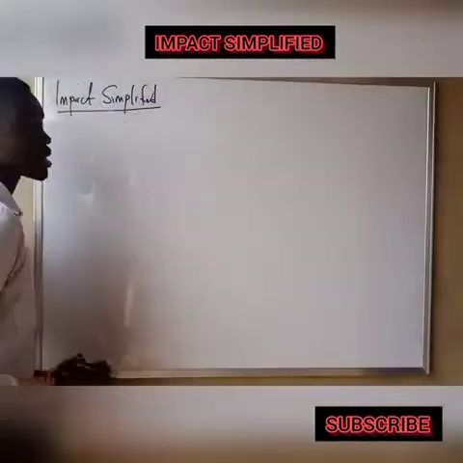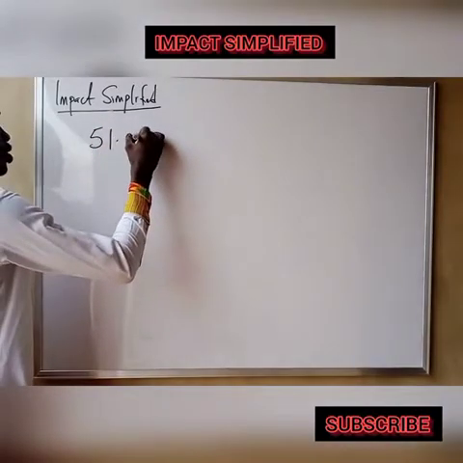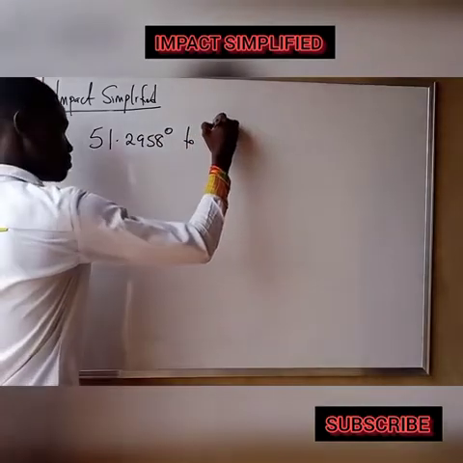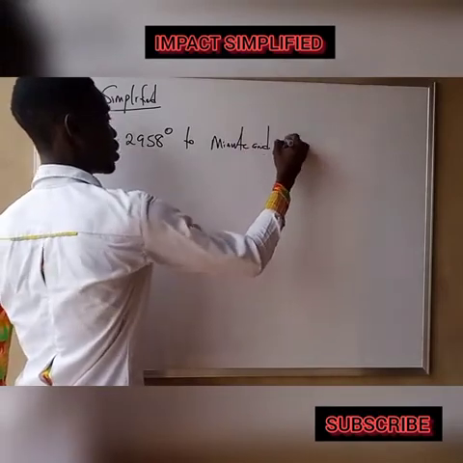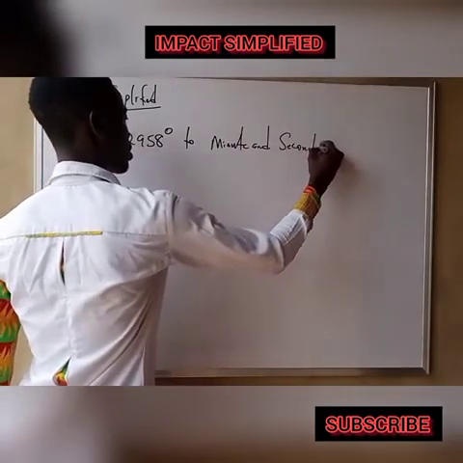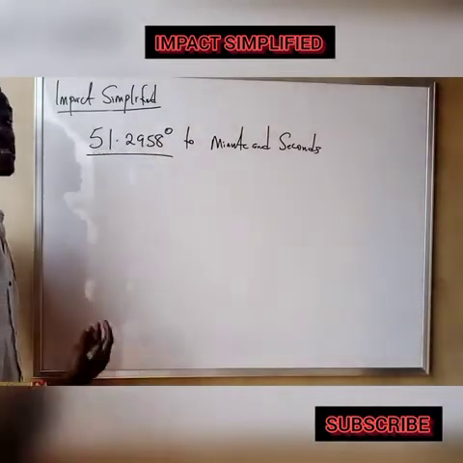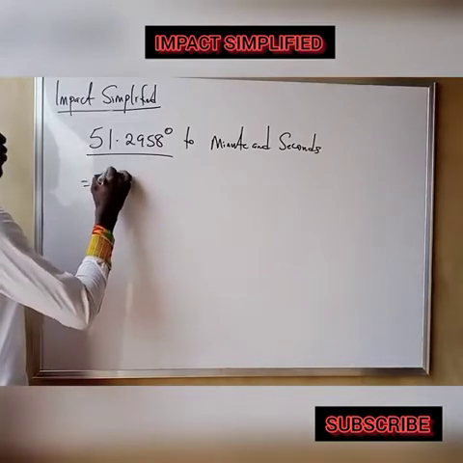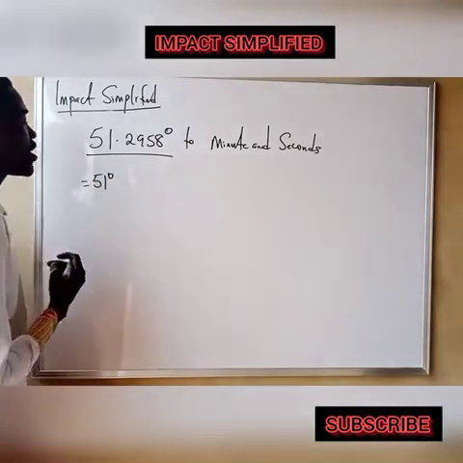Now let us look at how to convert an angle in degrees to minutes and seconds. So how can we solve this? This is an angle in degrees. So what are we going to have? We have 51 as the whole number, that is the whole number degree, and that will give us what?